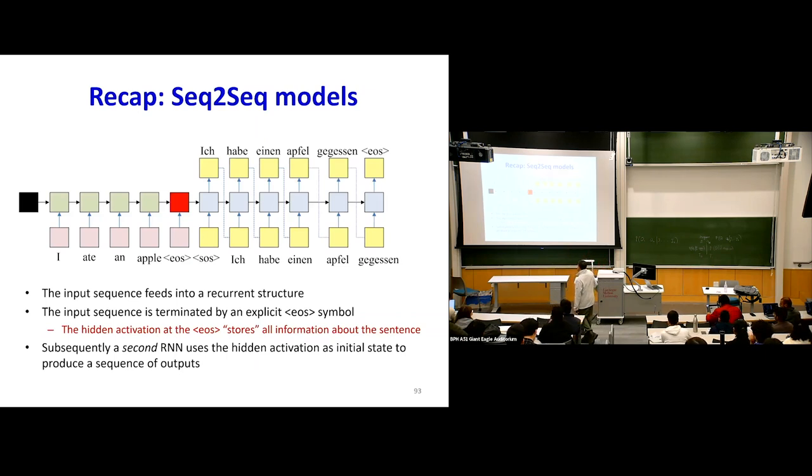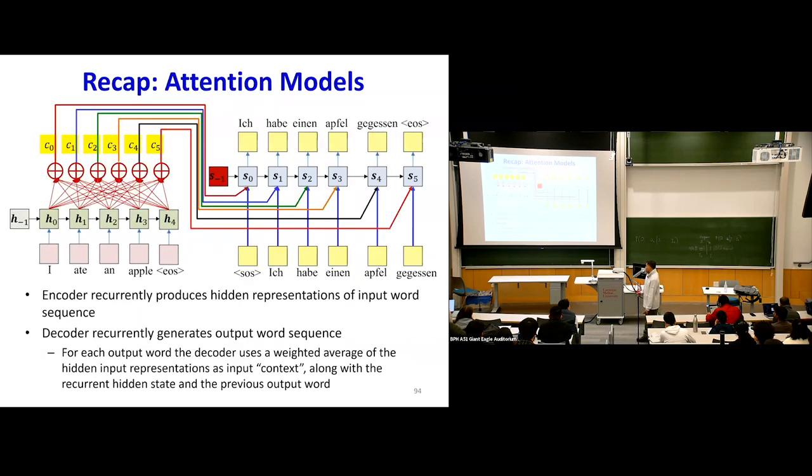The input sequence feeds to a recurrent structure, which, in the simple translation model, is what we had. The input sequence feeds to a recurrent structure, which generates a hidden representation, which is then used later, right? For the attention model, again, you had a recurrent structure, which computed hidden representations. And then for each output, we automatically figured out which inputs to pay attention to in order to compute the context, right?